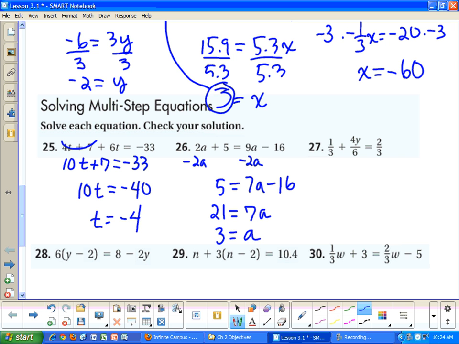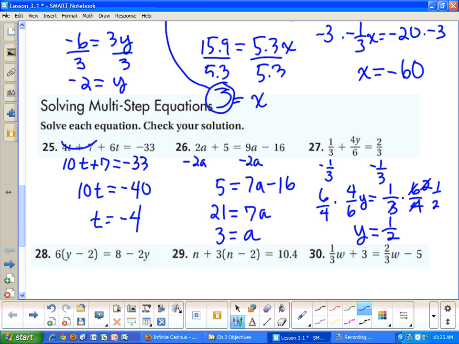On number 27, I'm going to start by subtracting 1/3 from both sides. That gives me the equation 4/6y is equal to 1/3. Multiplying both sides by the reciprocal, 6/4, gives me 1y equals, let's see, 6 divided by 3 is 2, and 2/4 is the same as 1/2. So y is equal to 1/2.